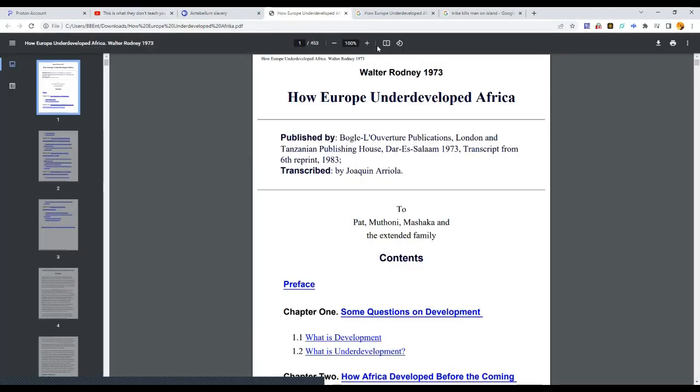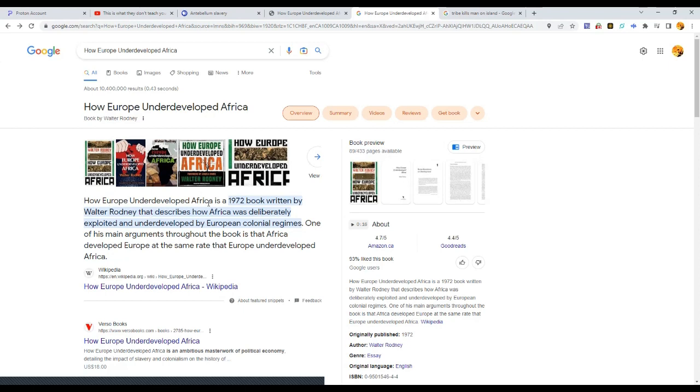I'm going to introduce this book, How Europe Underdeveloped Africa by Walter Rodney, made in 1973. How Europe Underdeveloped Africa is a 1972 book written by Walter Rodney that describes how Africa was deliberately exploited and underdeveloped by European colonial regimes. This one book, listen very carefully, this one book debunks everything Thomas Sowell just said in terms of Africa.